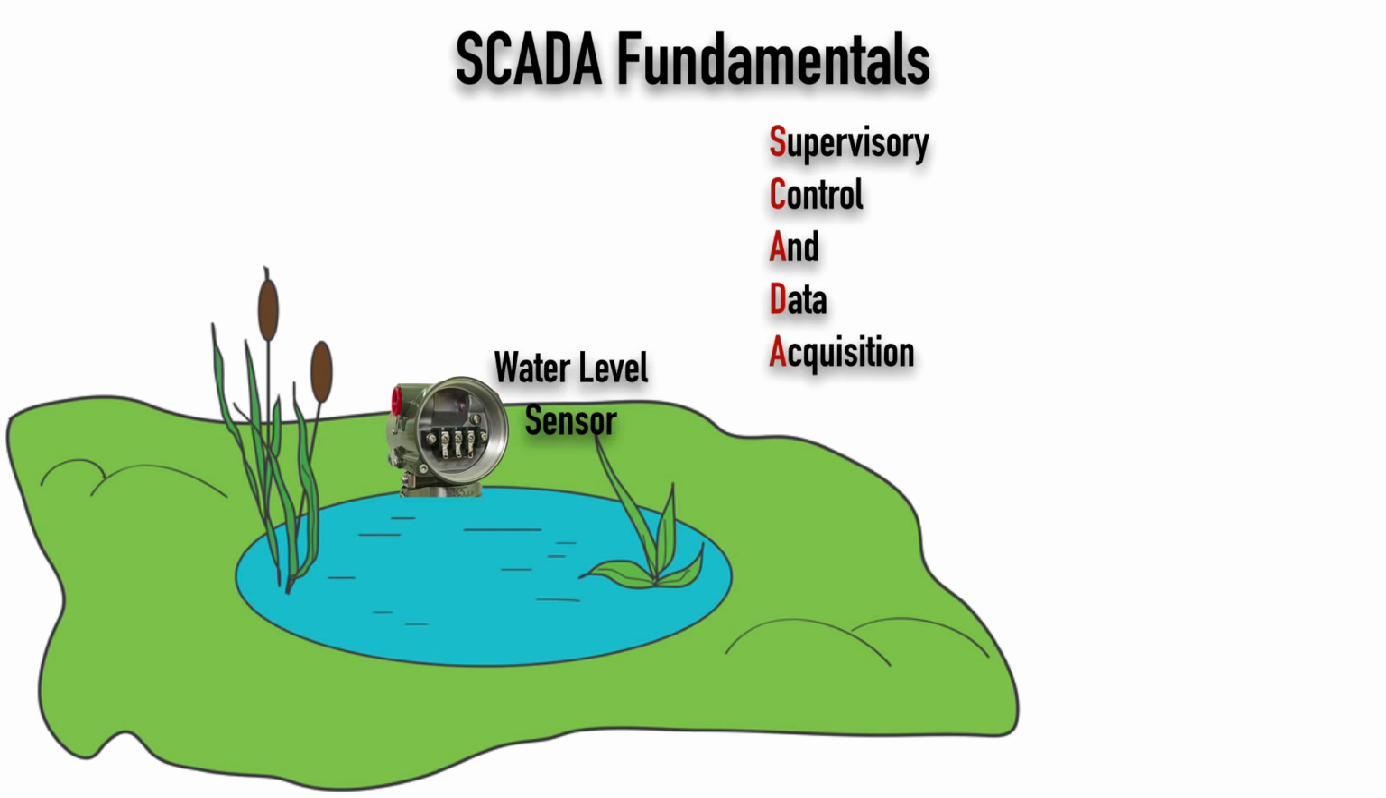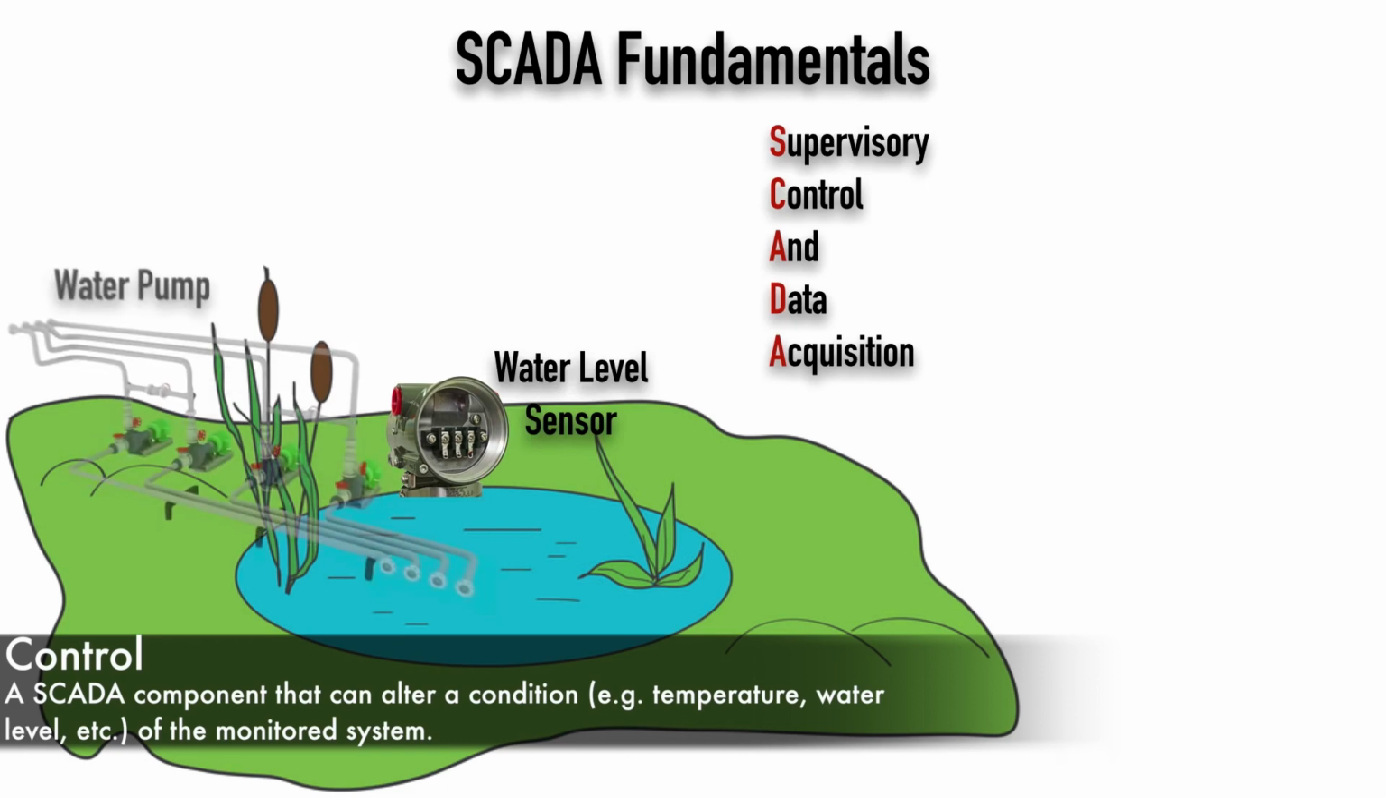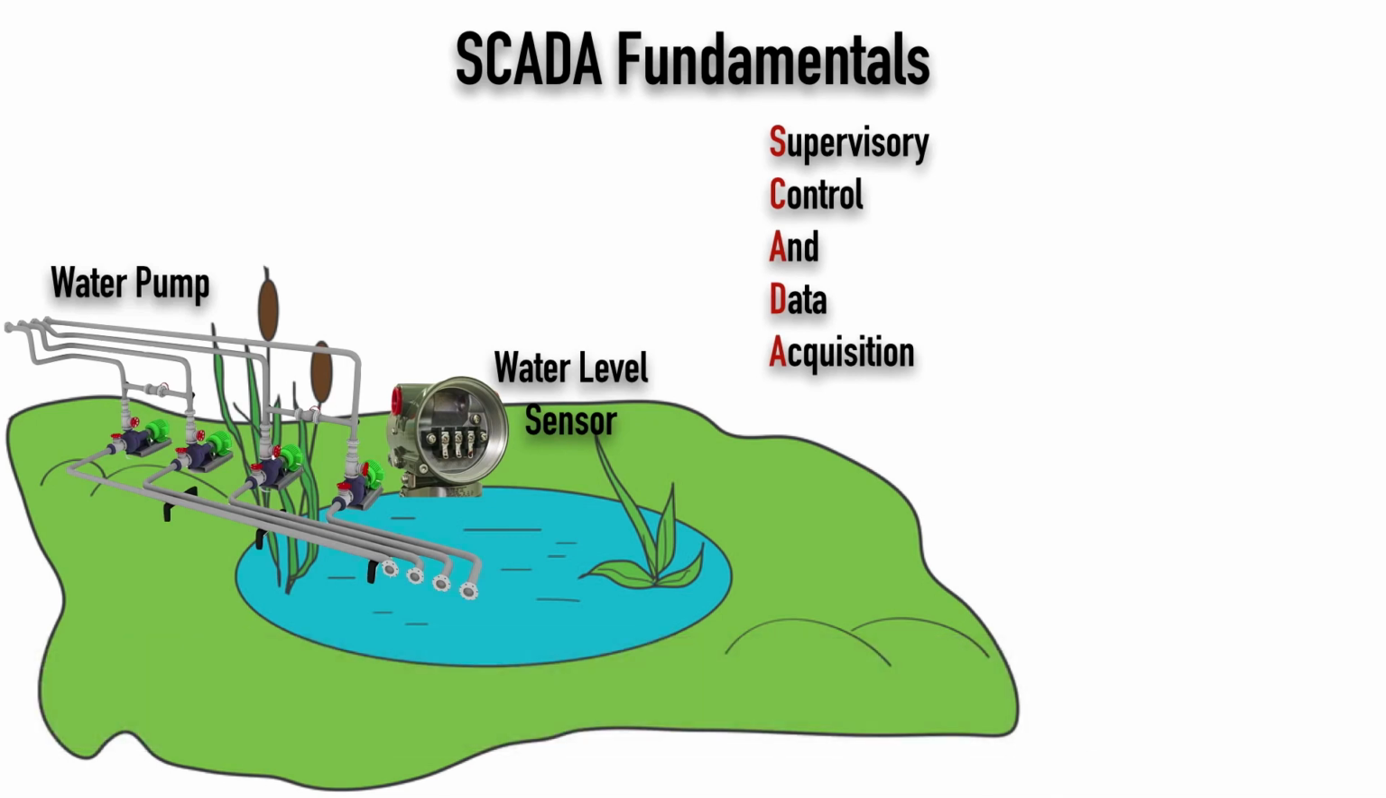And based on what this sensor is telling us, we need to somehow control that first system, the pond. We want to pump some of the water out. The control that's going to allow us to reduce the water level is a water pump. That's another SCADA component. We've got a sensor and we've got some sort of a control. In this case, it's a pump. Another example of a control system might be an air conditioning unit. If an equipment room gets too warm, we kick on the air conditioning and it cools it down.